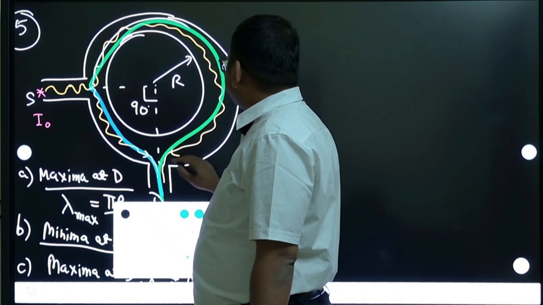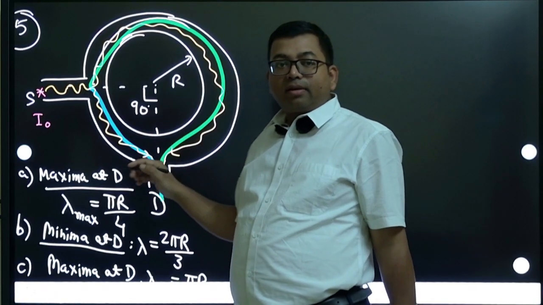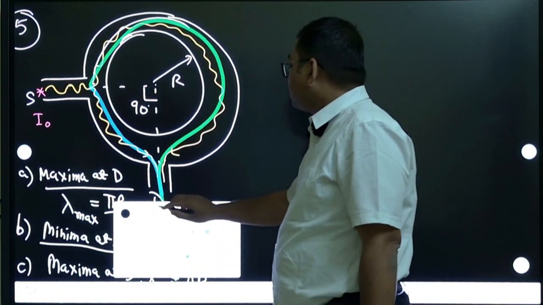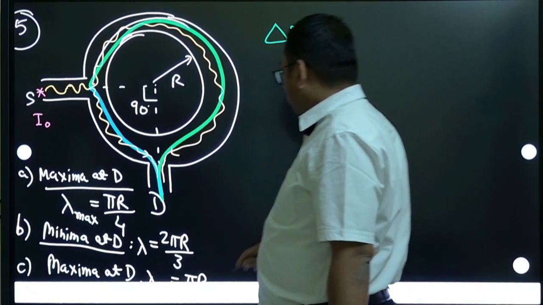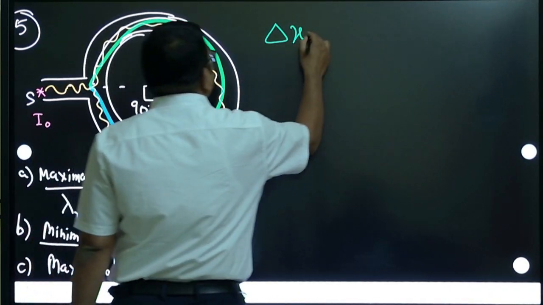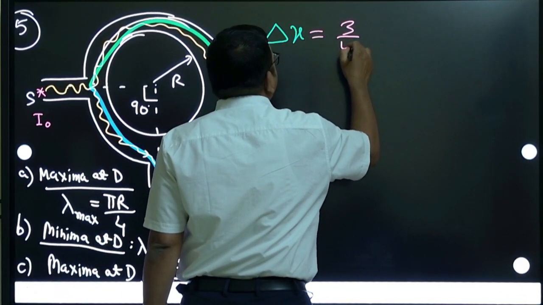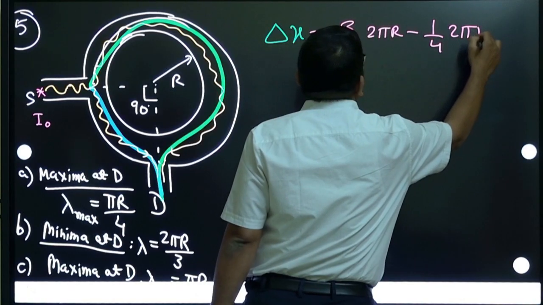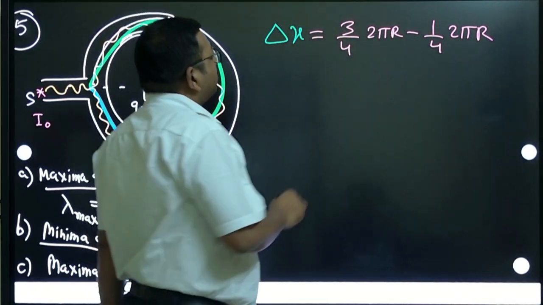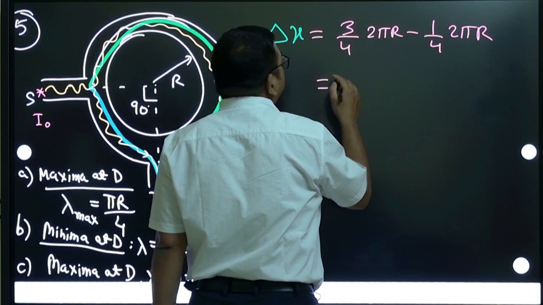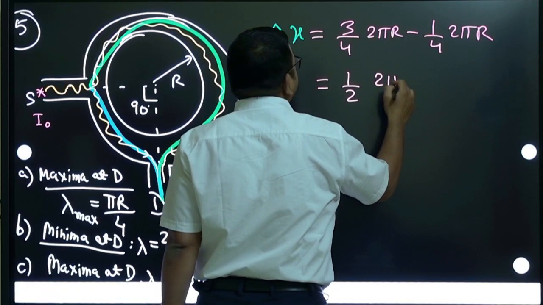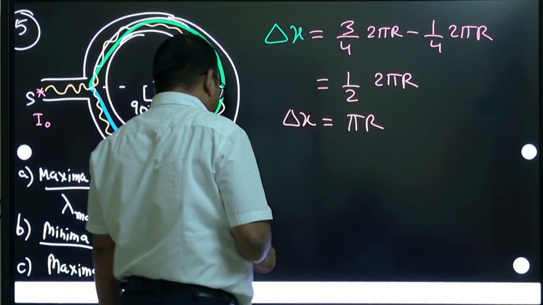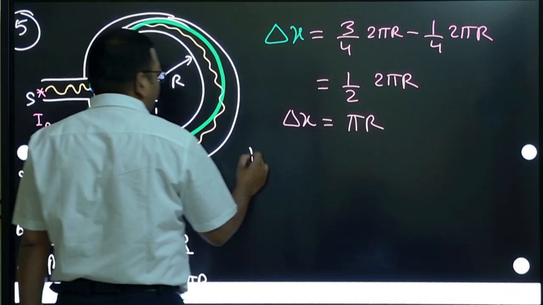So tell me, this total circle is 2 pi r. This is 3/4 of this circle and this is 1/4 of this circle. So what will be the path difference, delta x? Path difference is 3/4 of 2 pi r minus 1/4 of 2 pi r. That is the path difference, right? So that means half of 2 pi r, correct? That means pi r. So path difference is pi r.